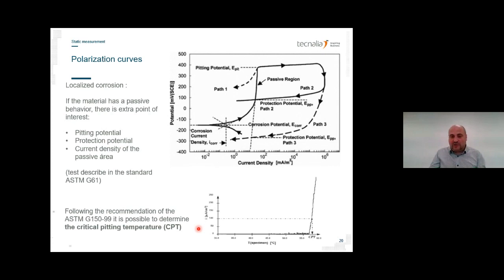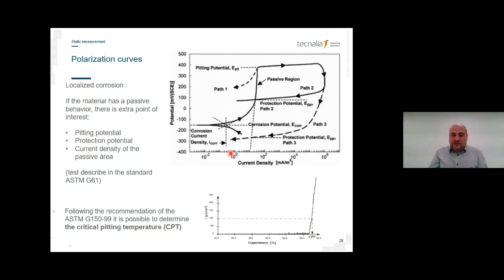And by following the intensity of the current, or the current density, with the change of temperature at a potential that is in the passive area, we can detect the strong increase of the current when the critical pitting temperature is exceeded. So it's very useful information, of course.